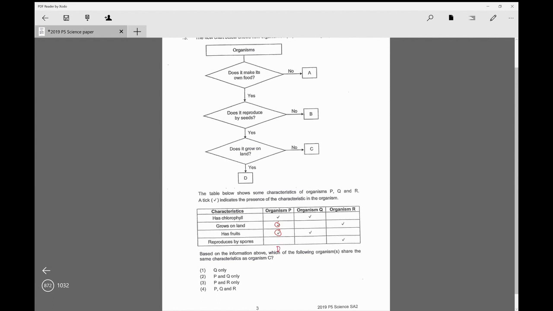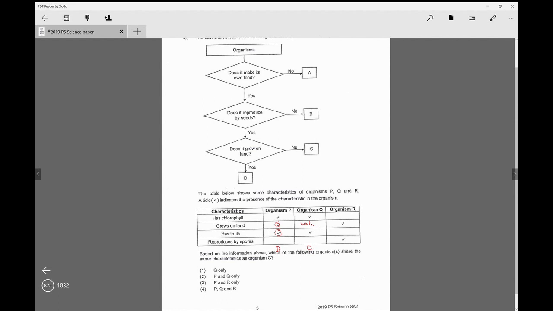For organism Q, let's look at the table as well. It has chlorophyll, so it can make its own food, yes. Does it reproduce by seeds? Yes, also, because it has fruits. Does it grow on land? No, so this is a water plant, so it is C.